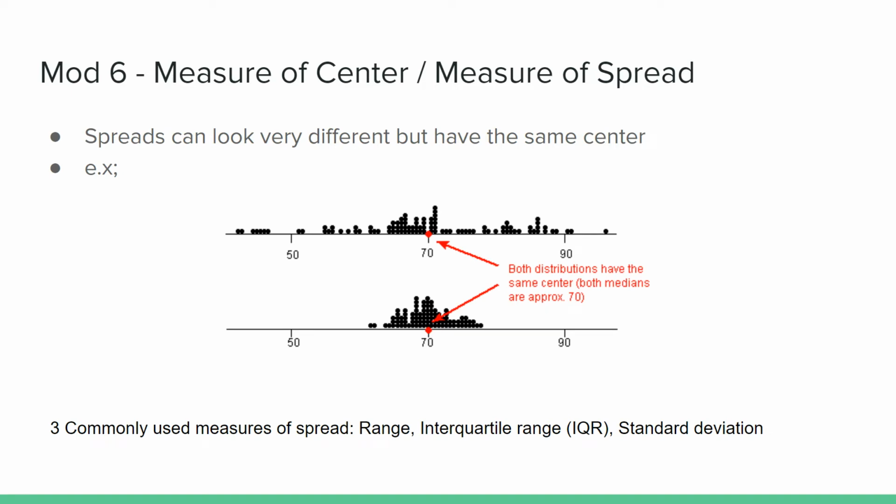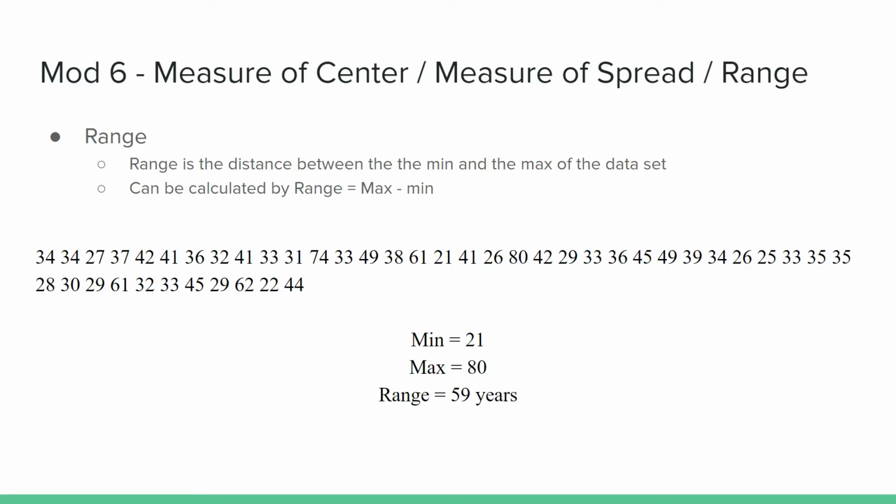Measure of spread can be visually different but have the same value. It depends on the distribution, and there are three different methods used to measure spread: range, IQR, and standard deviation. To start, range is fairly easy to find. All you need to do is take the min and max and find the difference between them.